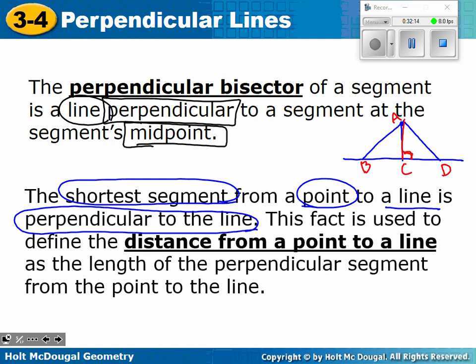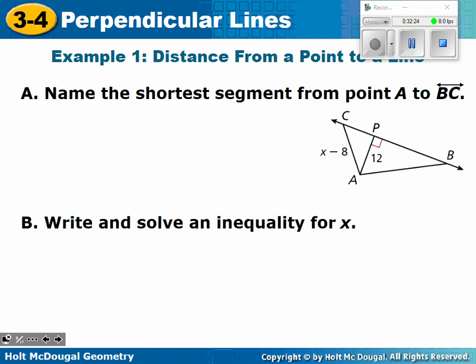So the answer would be AC with a line above it, because you're naming the segment. Or a line if it's a line that goes on with arrows. All right? Or a ray if it's a ray. So here's some simple questions for the homework. We're going to get back into inequalities in part B, like you talked about in Algebra 1. So, but part A is super simple. Name the shortest segment from point A to line BC.